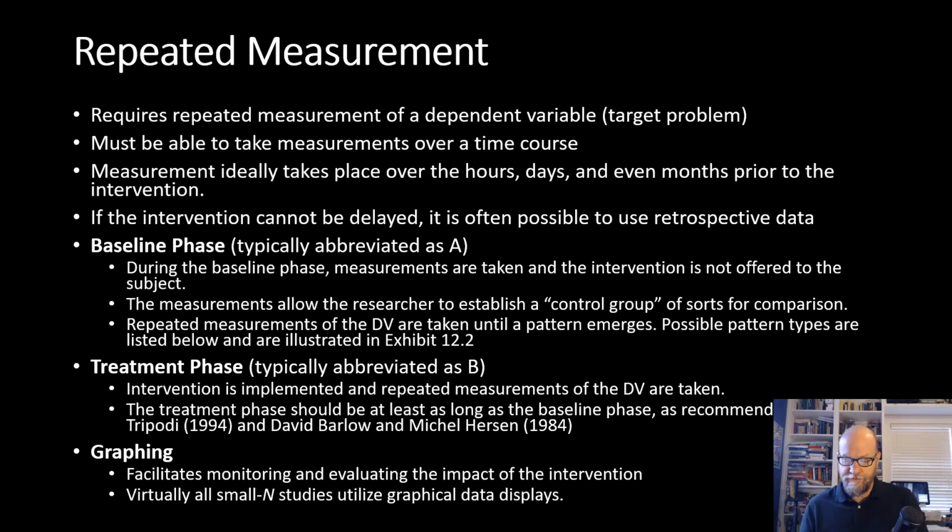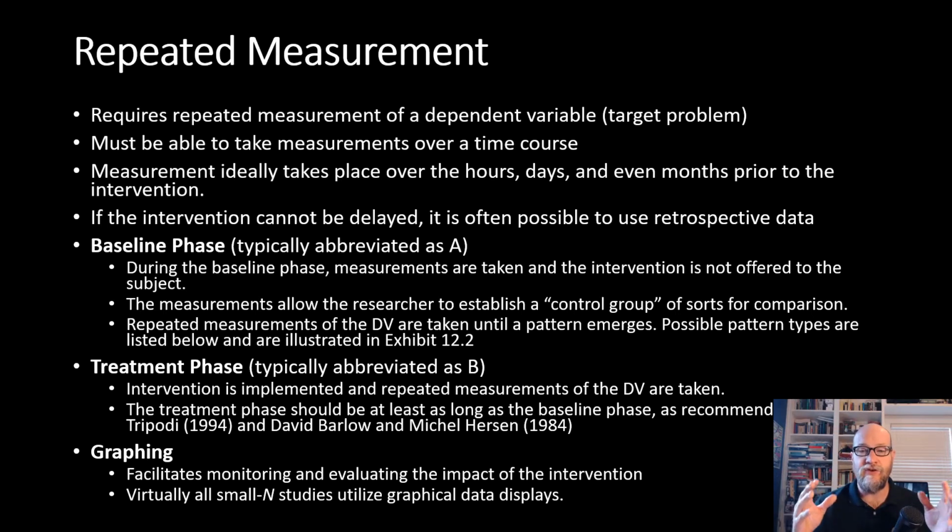Then we move on to the B phase. And the B phase is the intervention or treatment phase. This is where you implement whatever it is that you're trying to do, and there are repeated measurements, again, of the dependent variable, the target problem throughout. There's common wisdom in research that says that the intervention phase, this treatment phase, should be roughly as long, if not exactly as long, as the baseline phase. This has been recommended by lots of researchers.